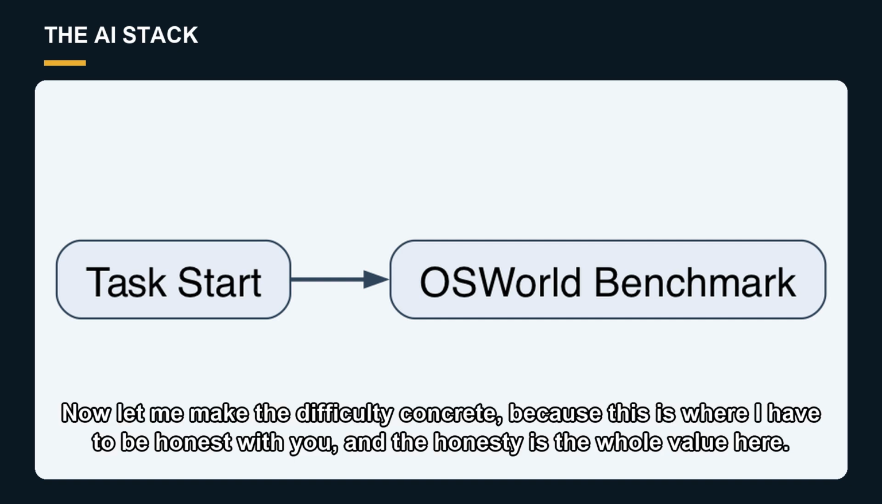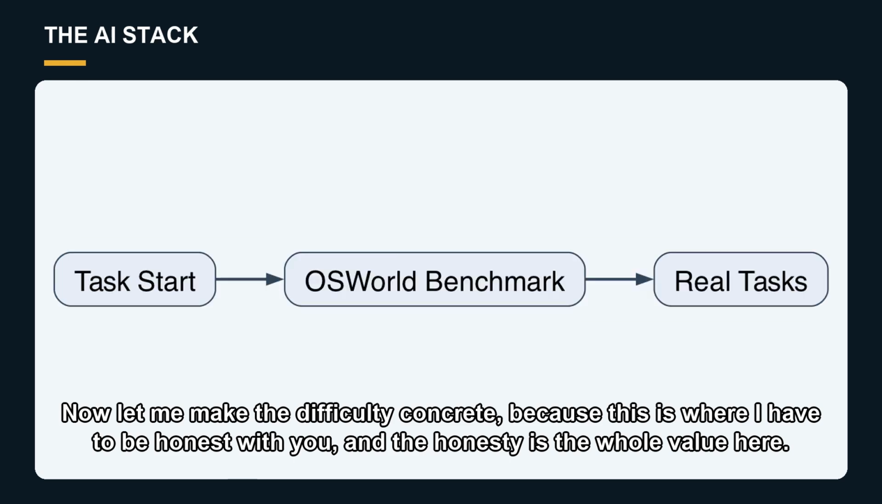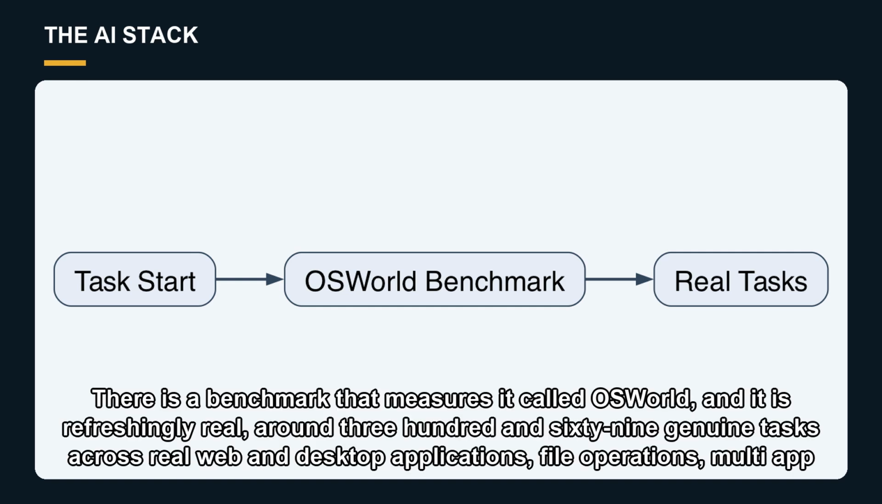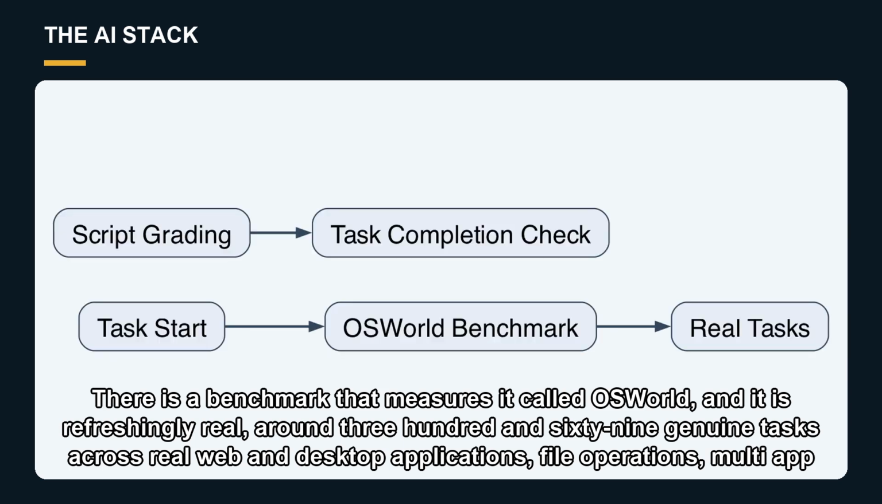Now let me make the difficulty concrete, because this is where I have to be honest with you, and the honesty is the whole value here. This is hard. Much harder than it looks. There's a benchmark that measures it called OSWorld, and it is refreshingly real. Around 369 genuine tasks across real web and desktop applications, file operations, multi-app workflows, each one starting from a fixed state and graded by a script that actually checks whether the task got done.